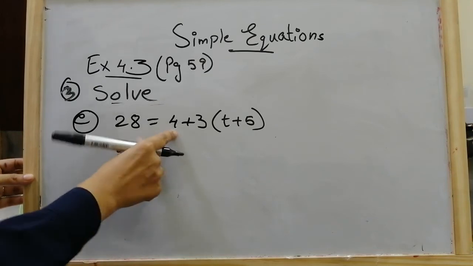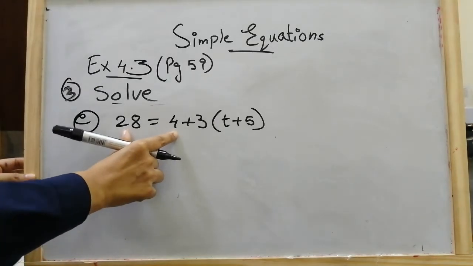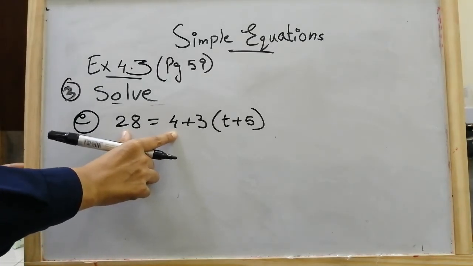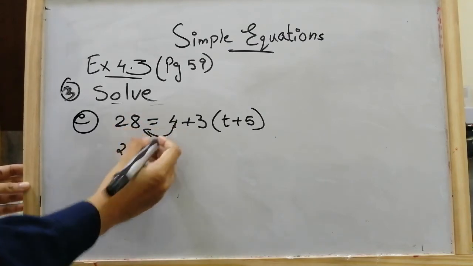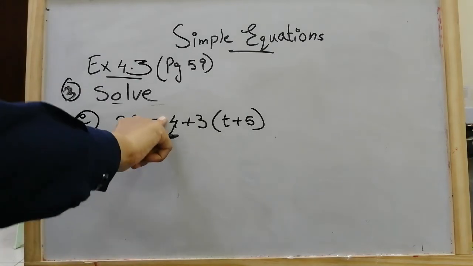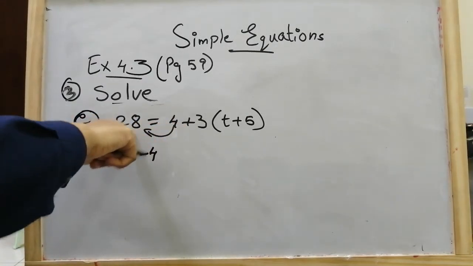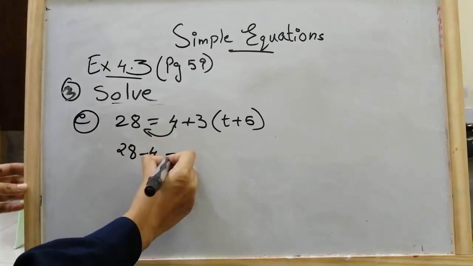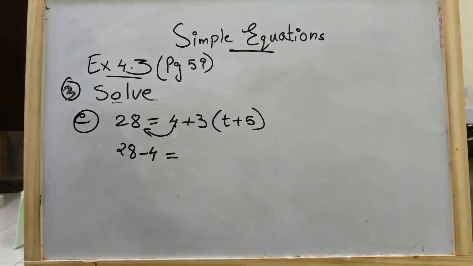28, I'm going to take these numbers together first. Okay, you can always take numbers together first. So 4 will be taken here. 28 minus 4, by minus, because here there was nothing, which means it was plus. So when taken before the equals sign it becomes minus.